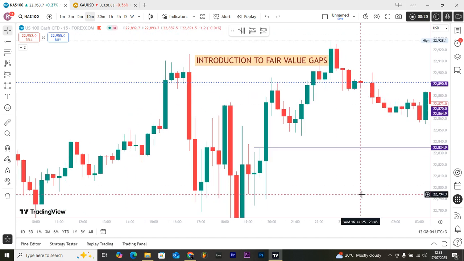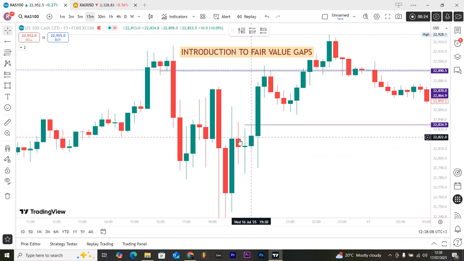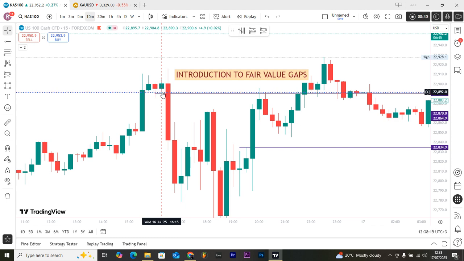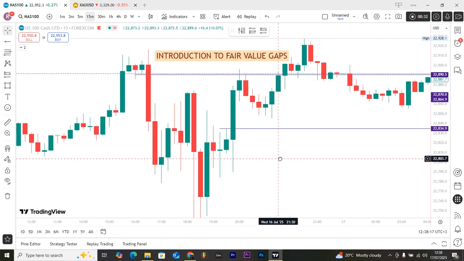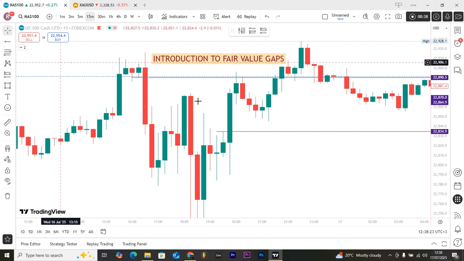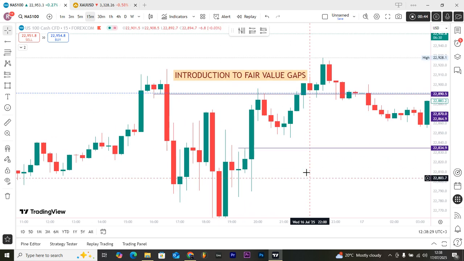Okay? Let me repeat again. On a bullish fair value gap, we mark the highs of the first candle. And on a bearish fair value gap, we mark the lows of the first candle. First candle simply means that inefficiency happened here, because you see these candles are supposed to be touching at least wick to wick or at least body to body. But minimum is wick to wick.